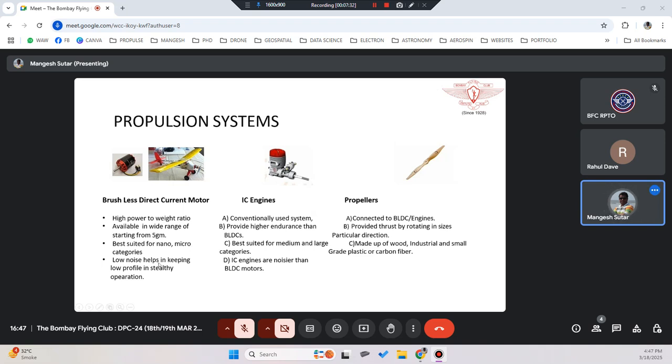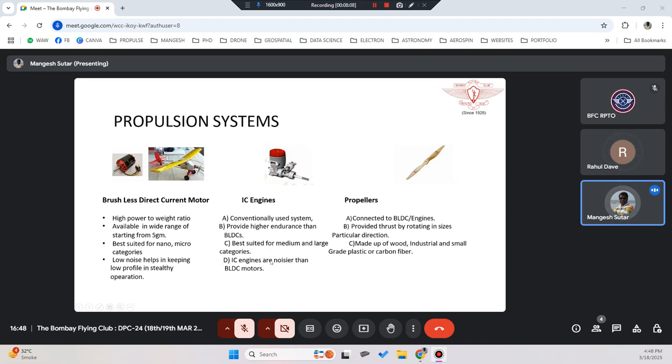Low noise helps in keeping a low profile in stealth operations. You can fly close to the border area if you are using this kind of thing. They will not be gaining very big height. But if you are looking for high endurance and high capacity, the conventionally used system is the IC engine, the internal combustion engine, which provides higher endurance than BLDC, that is brushless direct current motors. It is suited for medium or large class.